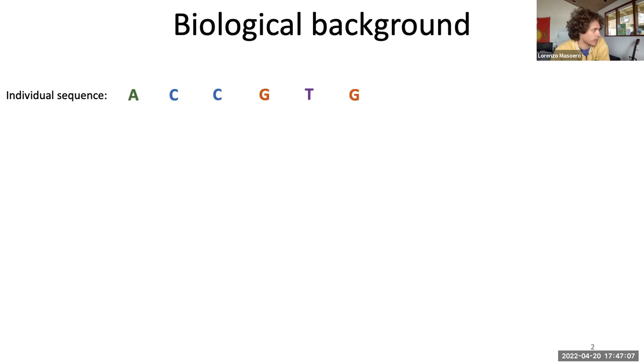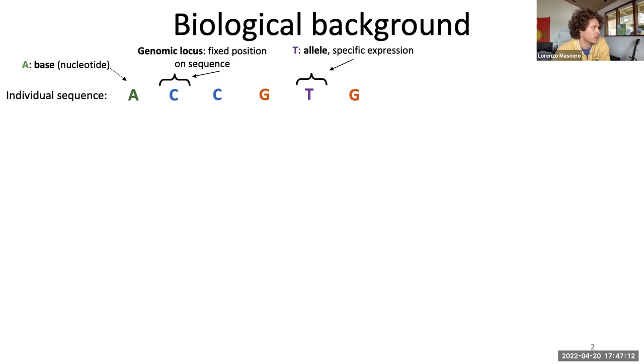So the setting we're considering is the biological one in which we are observing individual genomic sequences that are composed of bases, that are nucleotides, and we have fixed positions on the sequences. The fundamental idea is that these positions, or alleles, can differ from individual to individual. So we have a reference genome that is an idealized sequence, and we have a bunch of individual sequences, and we do observe discrepancies between the individuals and this reference.